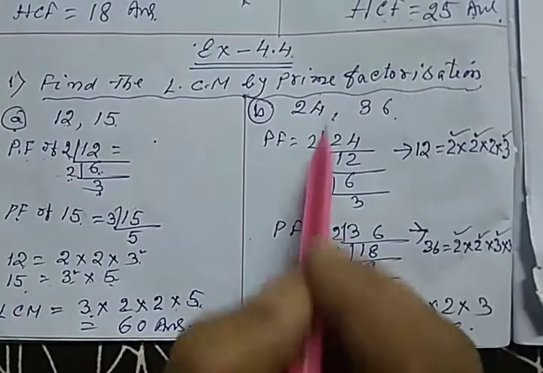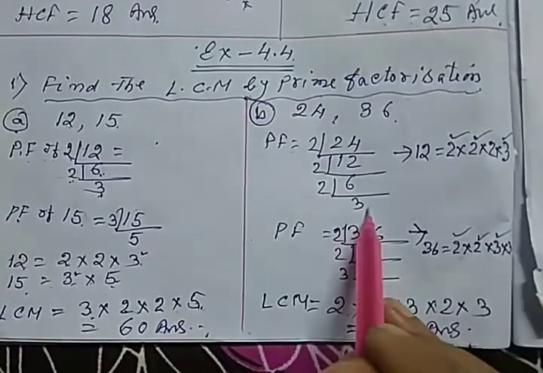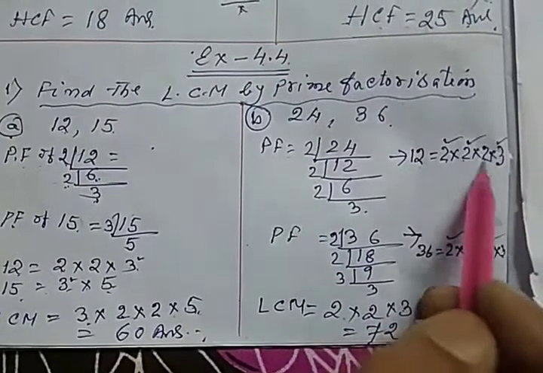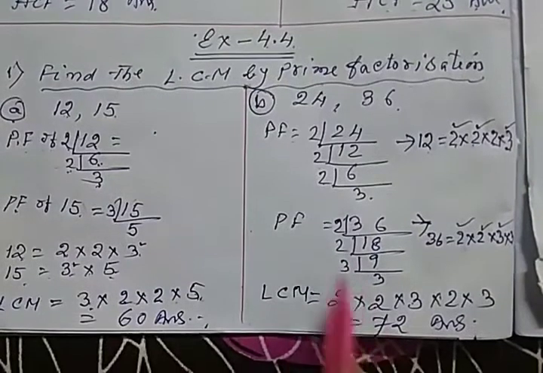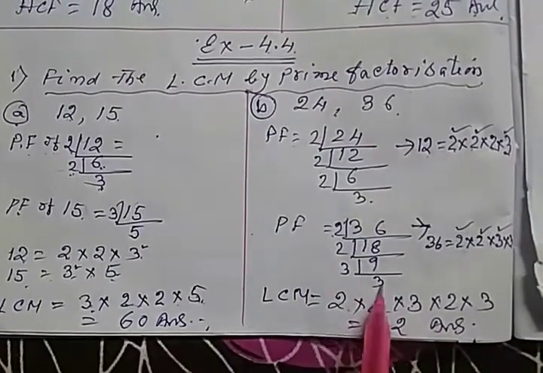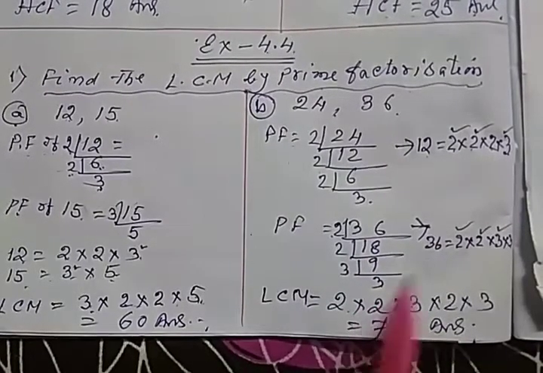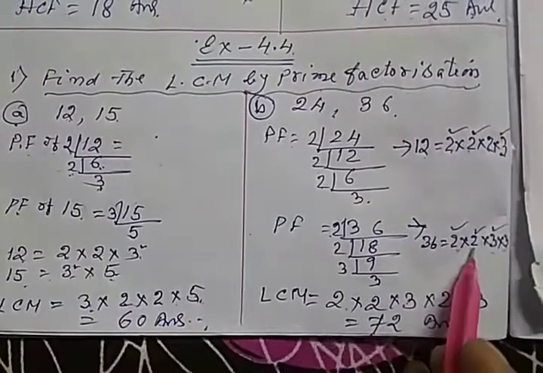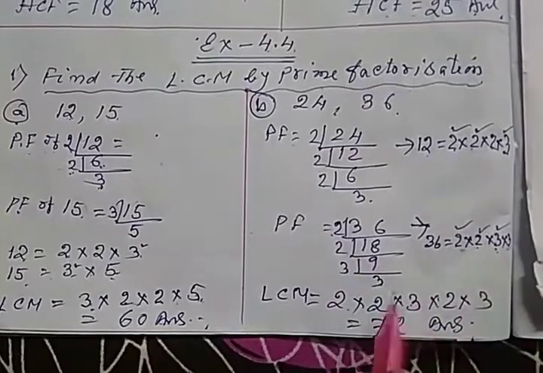First, we will find the prime factorization of 24, which is 2 into 2 into 2 into 3. And for 36, we can find the prime factors as 2, 2, 3, 3. That means by the division method, the prime factors of 36 are 2 into 2 into 3 into 3. 2 times 2 is 4, 4 times 3 is 12, 12 times 3 is 36.